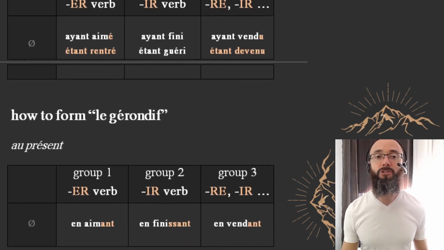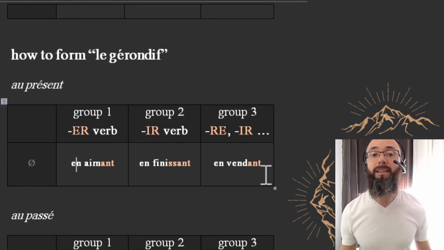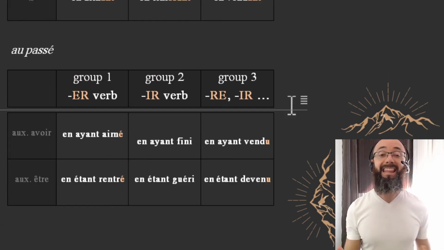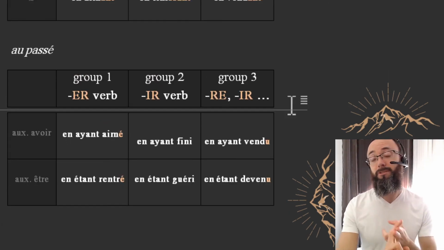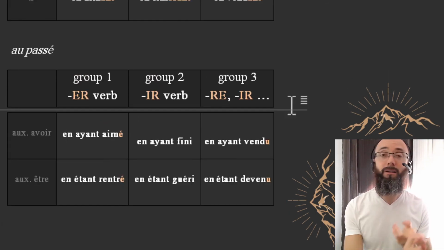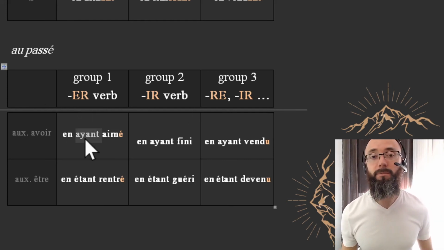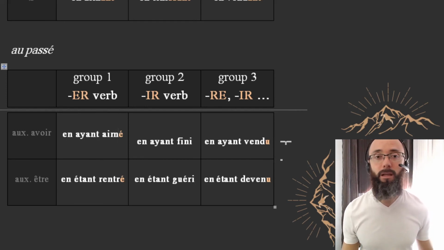Then we learn how to form the gerund, and you combine that by or upon in front of the present participle, en aimant, en finissant, en vendant. And then here you add the en, which translates to by or upon in English, plus this present participle, plus the past participle. It makes for a lot of domino participles, and it works really well. Pretty easy to translate once you know how to translate it.